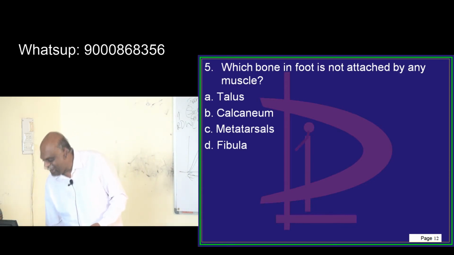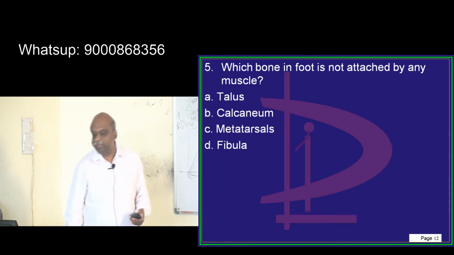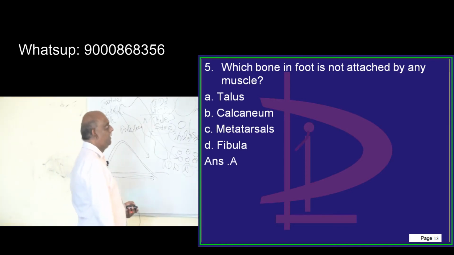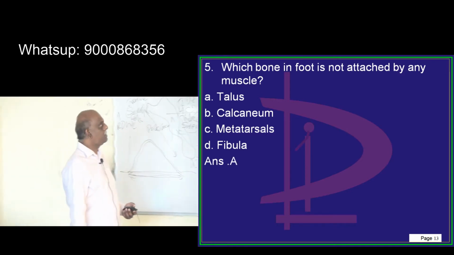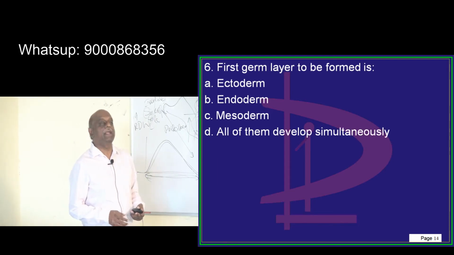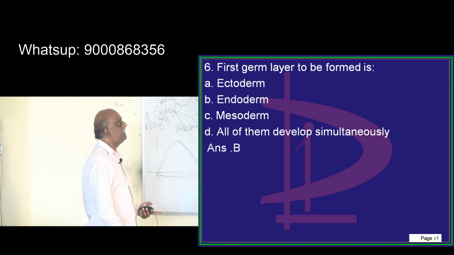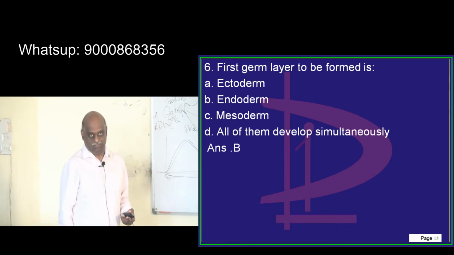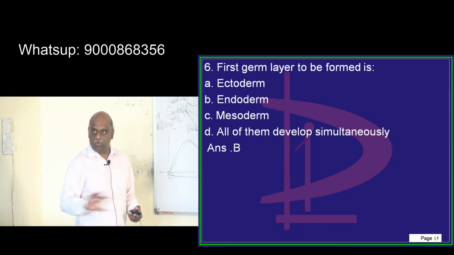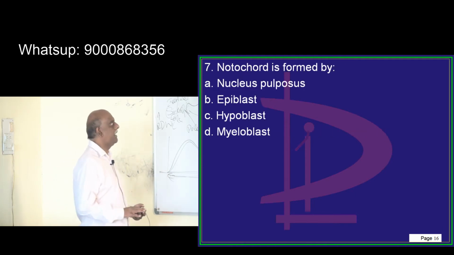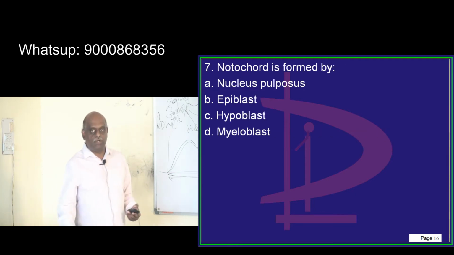Yeah. Talus, absolutely right. Vishwavardhani Yadav thinks metatarsals. No. Talus is the one which is completely devoid of any muscle attachment, is what you need to remember. The first germ layer is basically formed from the endoderm. That's what you need to know. All germ layers, their derivatives, etc. Now this question is for the bet.